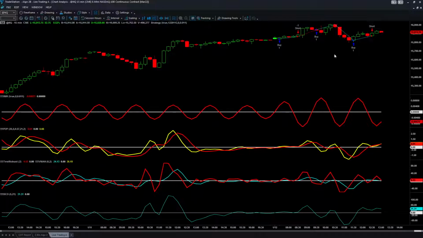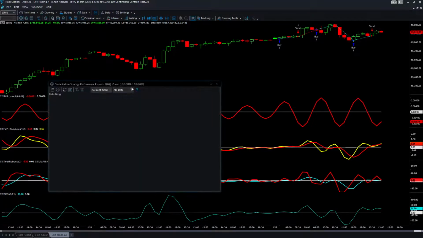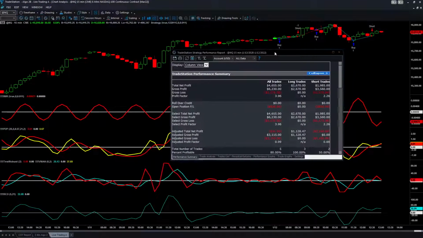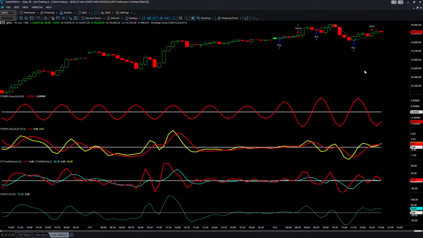This one here so far this day, I'll show you the performance report right here. This one has been 80% accurate today. That is fantastic. 80% accuracy with a 3.96 profit factor. It's only had a small $1,500 loss, but the net profit has been around $4,600, guys, since the market opened today. All right.